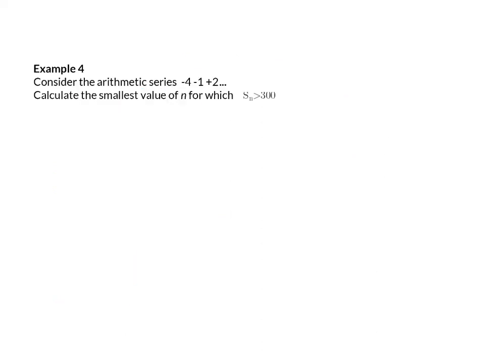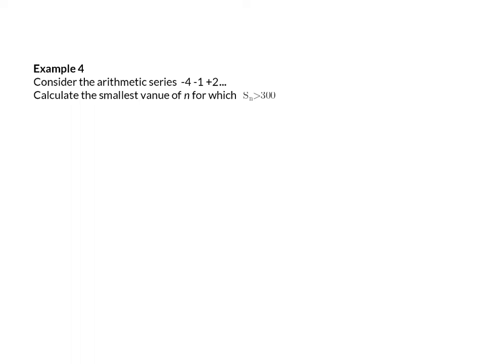Example 4. Consider the arithmetic series. Calculate the smallest value of n for which the sum will be bigger than 300. Of course, as we keep adding terms to a series, the sum will become bigger and bigger. They want us to calculate when this sum will be bigger than 300 for the first time. So, to know this, we need to know when this sum will be 300.